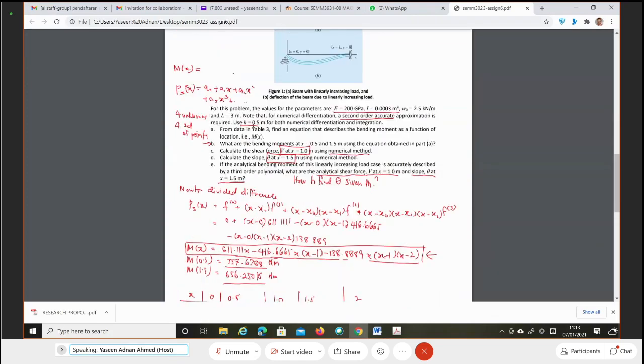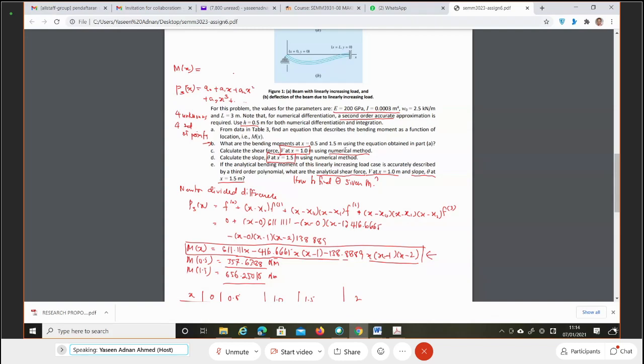The question A is done. What are the bending moments? What are the values of m at x equal to 0.5 and 1.5 using the equation obtained in A? So in the equation, just put the values 0.5 and 1.5. You will get the value. Straightforward.